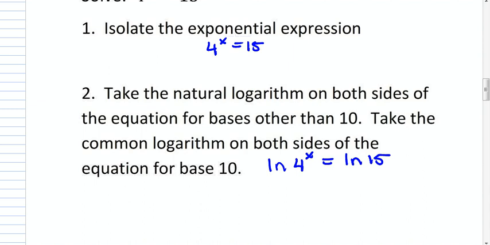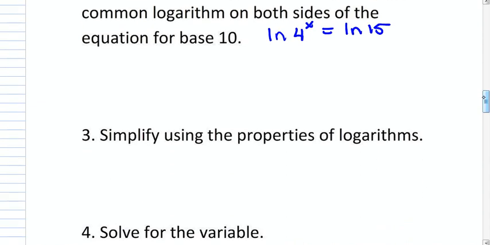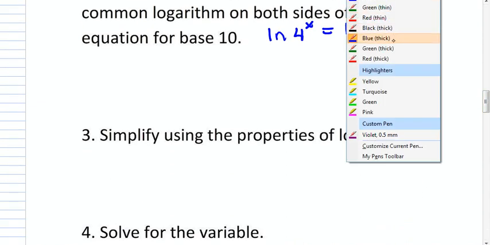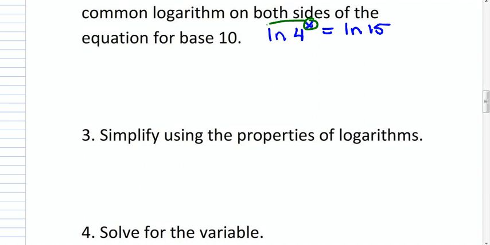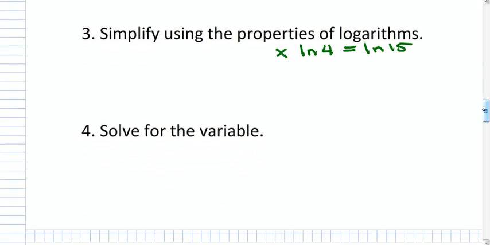Now remember, the properties of logarithms allow you to roll exponents to the front. And this is how you're going to get the x out of the exponent to solve for it. So you have x ln 4 equals ln 15. And then you can solve for the variable by dividing by ln of 4. So you get x equals the ln of 15 divided by the ln of 4, which, using your calculator, will give you 1.95.